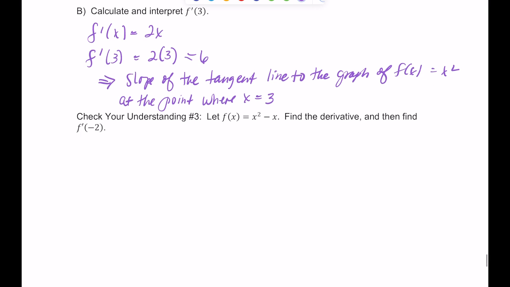So you can pause the video and try the next problem, and then you can unpause it when you're ready to move on.